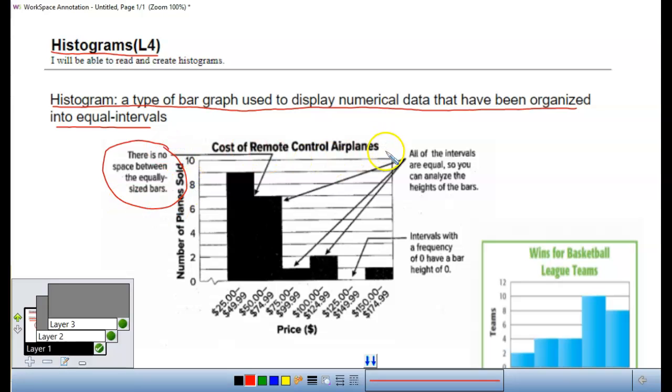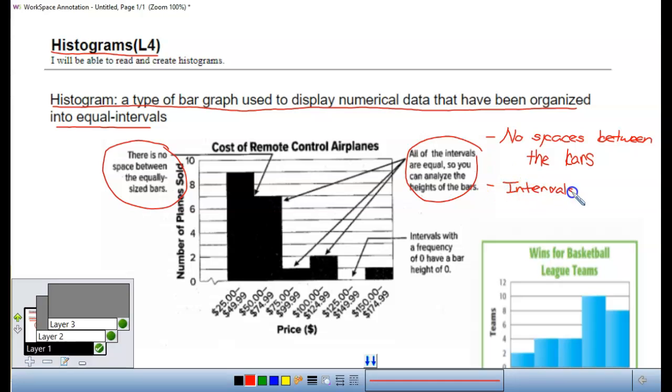There's no spaces between the bars, okay? No spaces between the bars. Okay, and that's a big difference between bar graphs and histograms: bar graphs usually have spaces. Another thing is intervals are equal. And a lot of times bar graphs usually don't have intervals. Each bar represents one thing, okay?